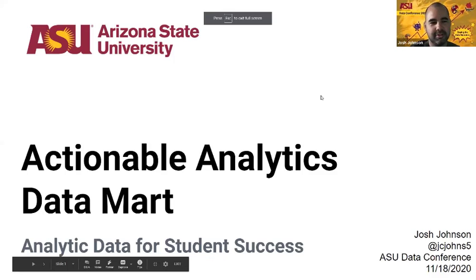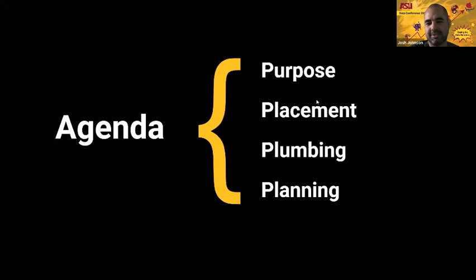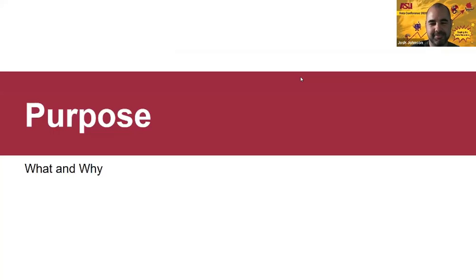All right, so we're going to talk a little bit about the purpose, the placement, the plumbing, and the planning. And yes, I did rename some of those so they all started with a P. I like alliteration. So first up, the purpose. This is going to be the what and the why of what we're doing.